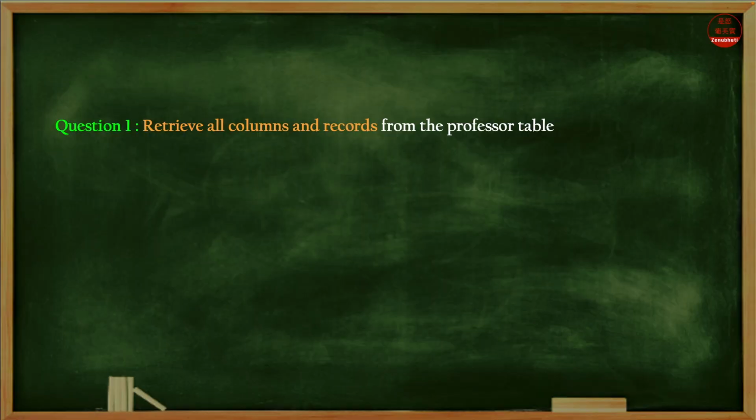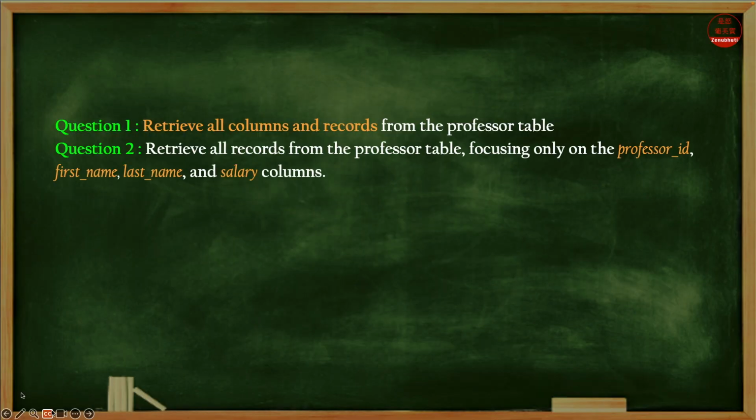Okay, our question number two is: retrieve all the records from the professor table, focusing only on the professor ID, first name, last name, and salary columns. So here we are trying to extract the professor ID column, first name, last name, salary. These four columns from the professor table.